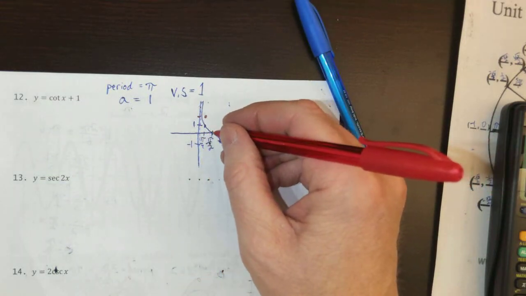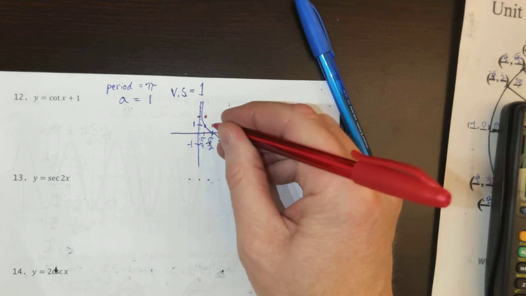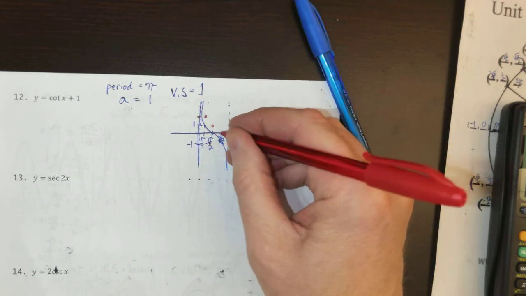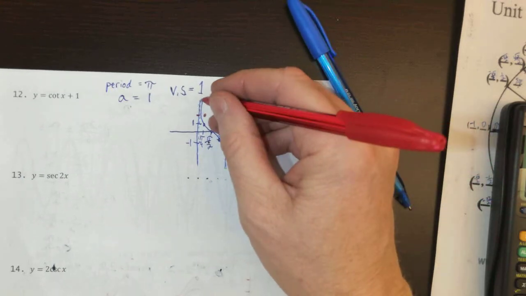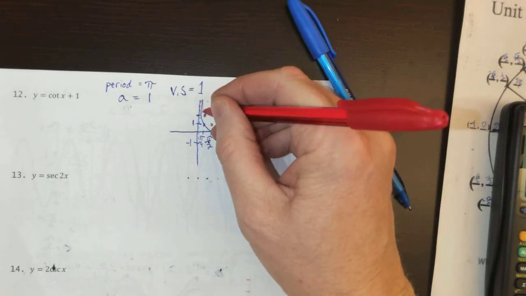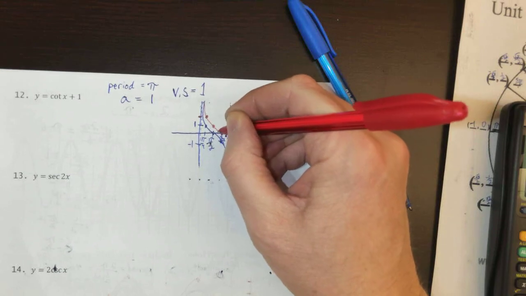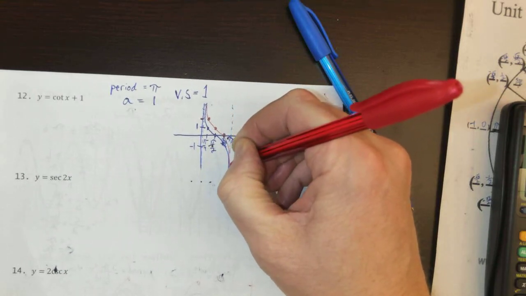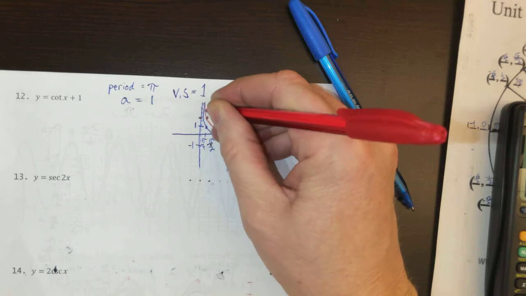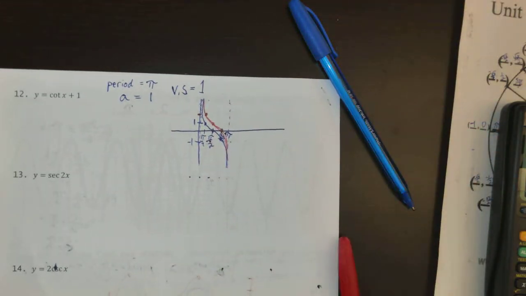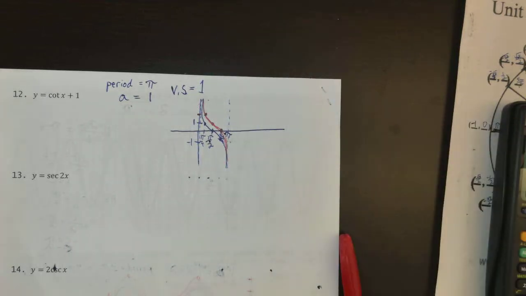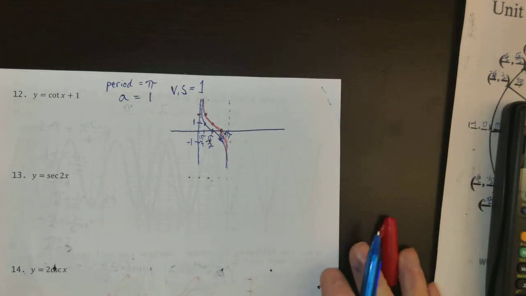I'm going to put that point there, and I'm going to put this point on the axis because I'm shifting it up a unit. And then I'm just going to draw like we would normally. And there in red is our final shifted answer.